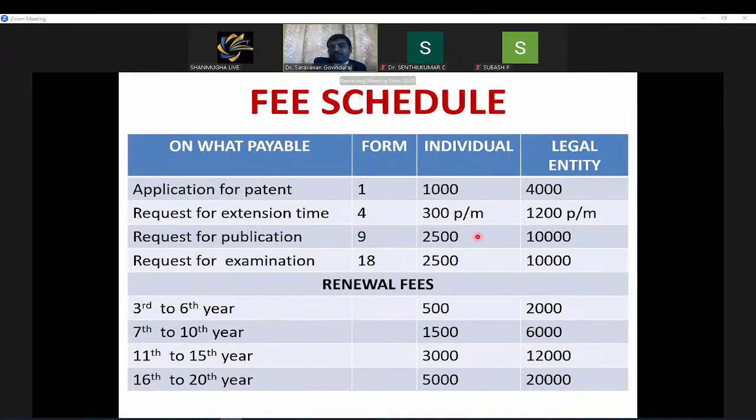This is the fee schedule, and this is the renewal fee for a patent. From the 3rd to the 6th year, 500 rupees you need to pay, for an individual. Then only your patent will be live. And from the 7th to the 10th year, you should pay 1,500. And from the 11th to the 15th year, as the years increase, the renewal fee will increase. If it is the 16th to the 20th year, 5,000 rupees you need to pay.